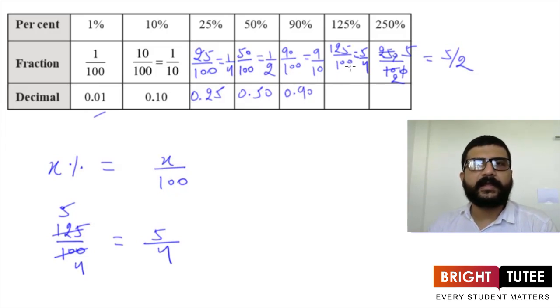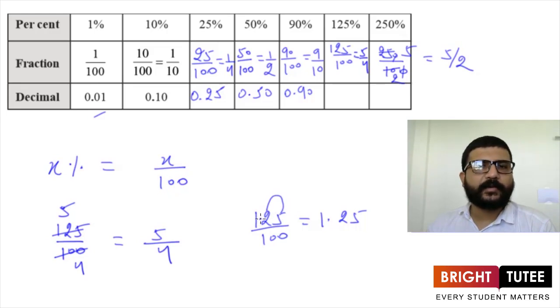And then we have 125 upon 100. Now its decimal will be 1.25. We just have to check how many zeros we have in the denominator, and according to that we put the decimal point in the numerator. So we have 2 zeros here. So we leave 2 digits from the right and then we put a decimal point here. So the decimal number for 125% will be 1.25.